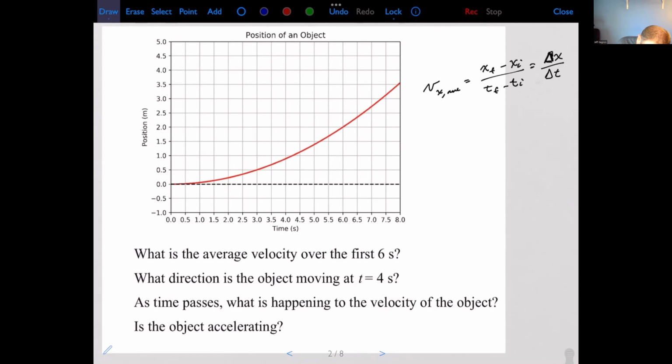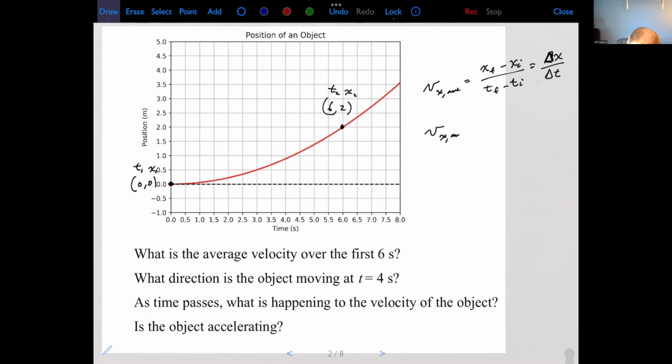So I look at the initial point right here, which is 0, 0. And then what do I want for 6 seconds? So at 6, it has coordinates of 6, 2. So this is like 0, 0 and then 6, 2. So I'll call this, let me use ones and twos now. So T1, X1, T2, X2.